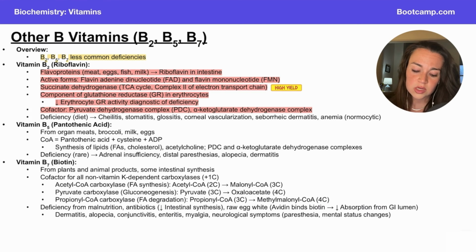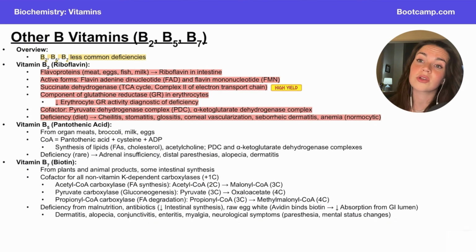A B2 deficiency would come from a dietary deficiency, and that would present as colitis, stomatitis, glossitis, so lots of inflammation, irritation around the mouth area. Corneal vascularization is another effect of this, as well as seborrheic dermatitis and a normocytic anemia.